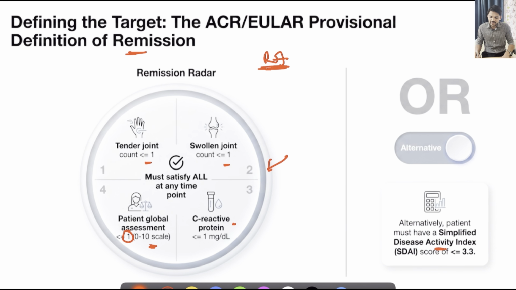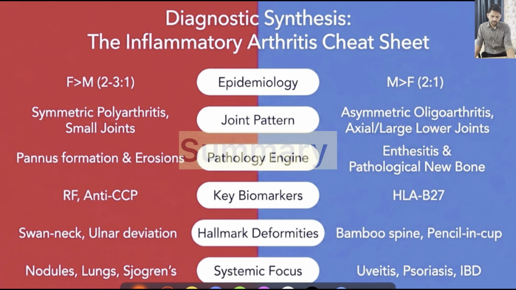Or simply, we can take the help of disease activity scores, especially SDAI, Simplified Disease Activity Index, where if the score comes as less than 3.3, you can label it as clinical remission.